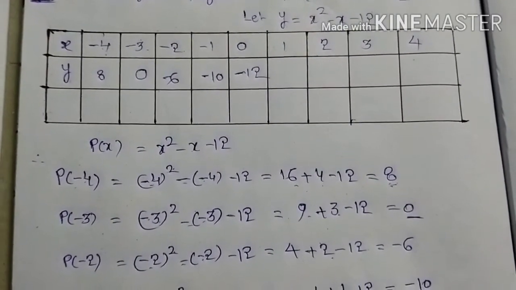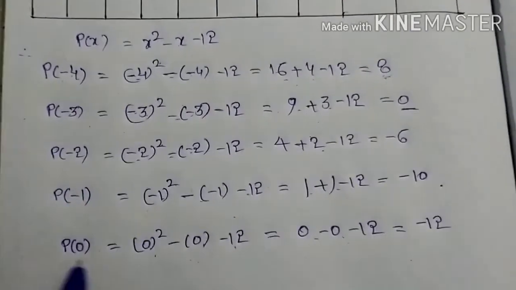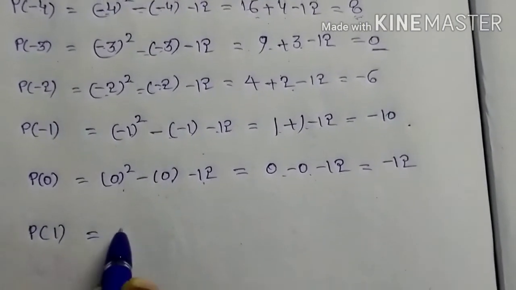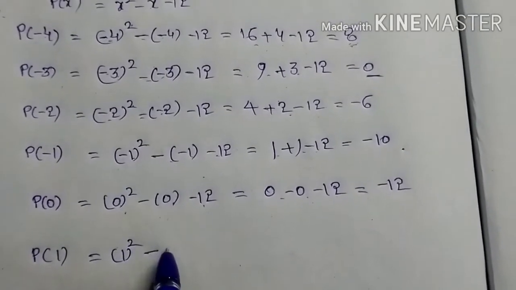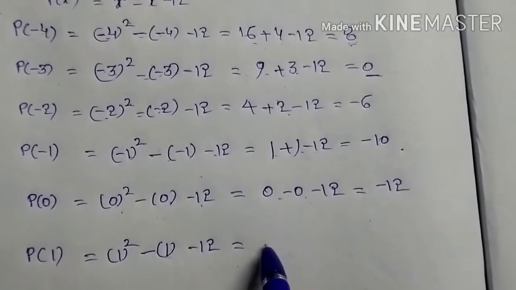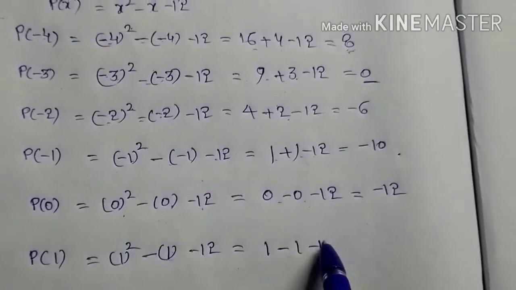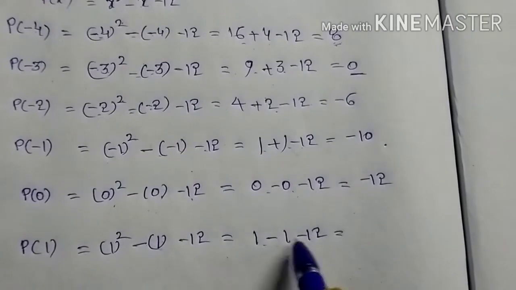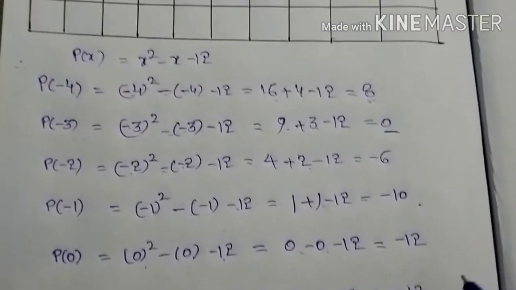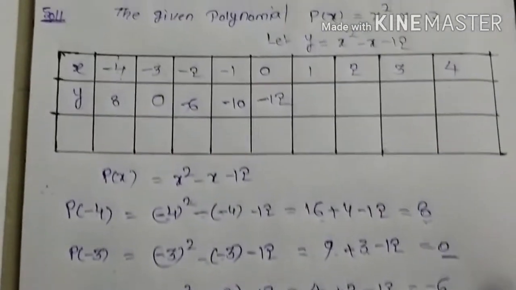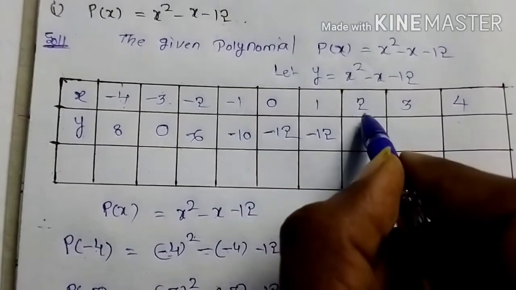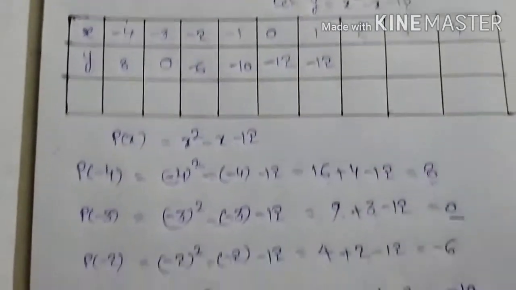Next one more you can find here. x is equal to 1, that means you can write P of 1. That means 1 square minus 1 minus 12. 1 square is how much? 1 only. 1 minus 1 minus 12. That means 1 minus 1 is 0. 0 minus 12 is how much? Minus 12 only. In a similar way, you need to find here minus 12. Next, you can find P of 2, P of 3, P of 4.